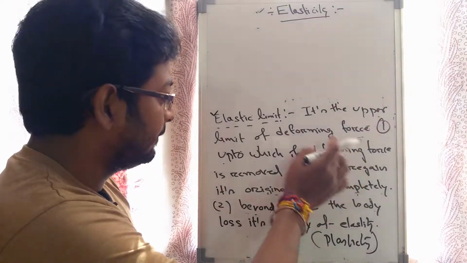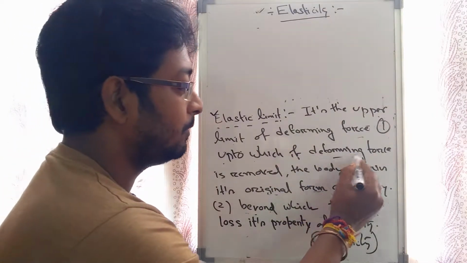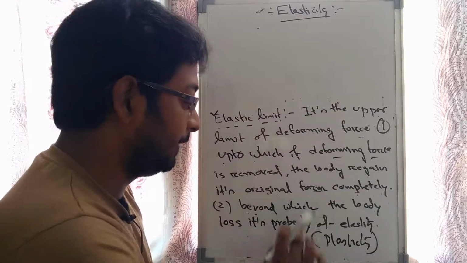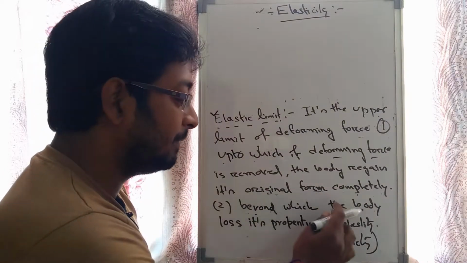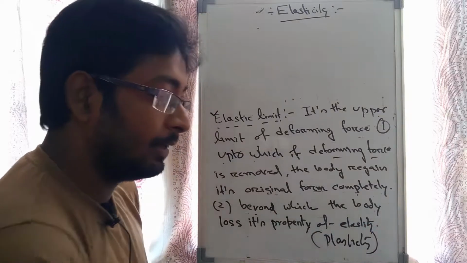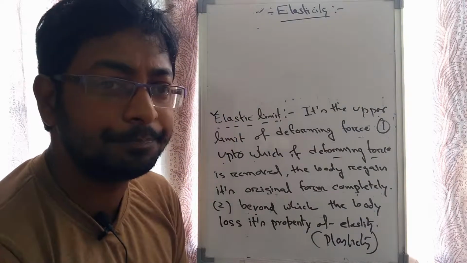So basically, up to this limit, if we remove the deforming force, the body regains its original size completely. And beyond this limit, the body loses its property of elasticity. When the body loses its property of elasticity, we can say this is plasticity.